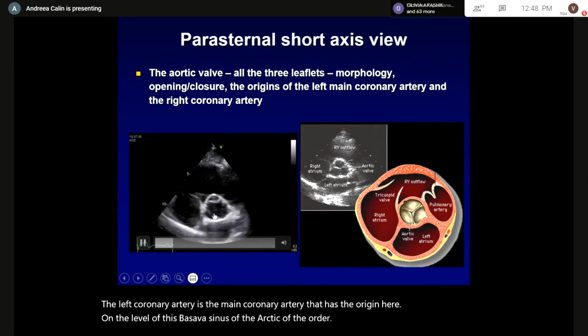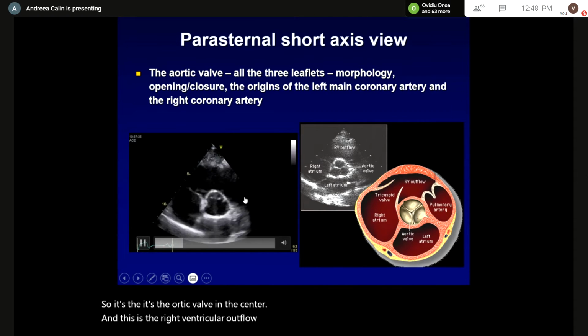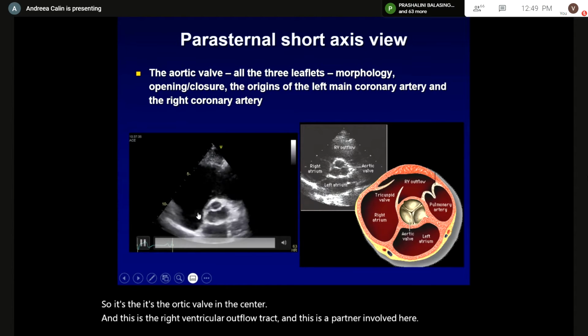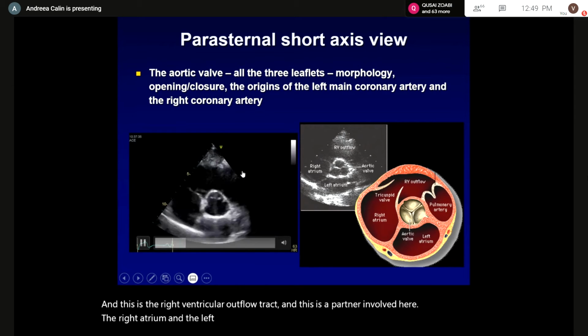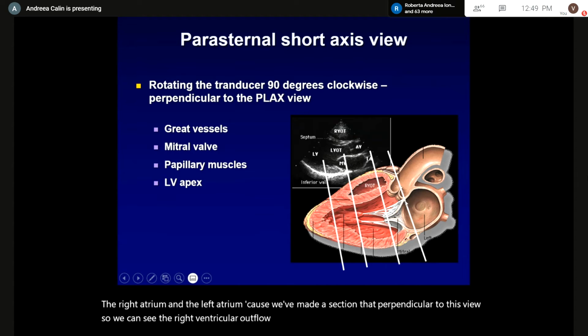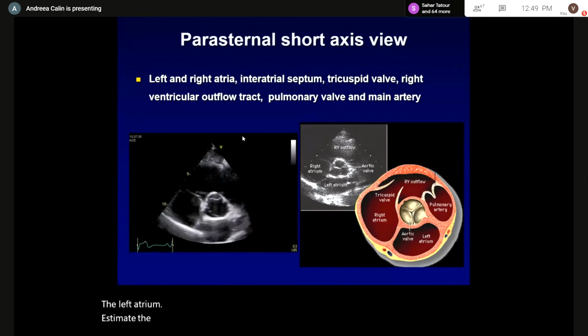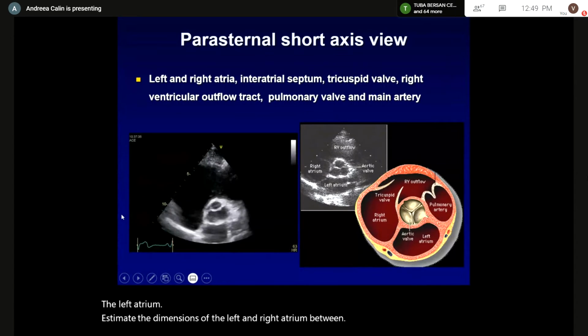So it's the aortic valve in the center, and this is the right ventricular outflow tract, and this is the pulmonary valve here, the right atrium and the left atrium, because we've made a section that's perpendicular to this view. So we can see the right ventricular outflow tract, the aortic valve, and then the left atrium. We can estimate the dimensions of the left and right atria, but we do not perform measurements here.